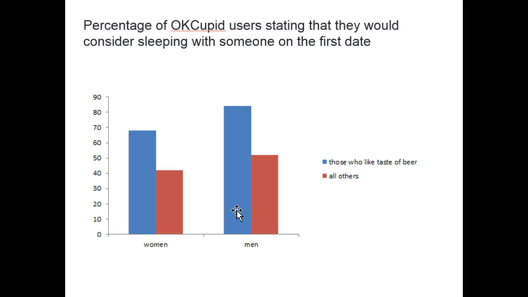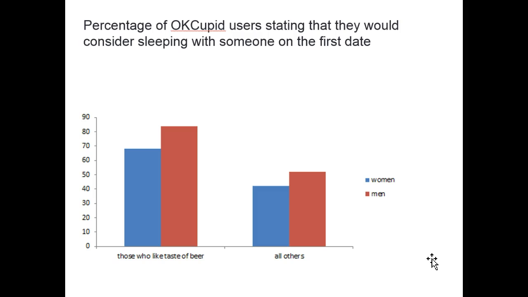I'm going to argue that that's not a particularly interesting story. It fits in with all of our cultural narratives about sexuality. What is more interesting story is to organize it by those who like the taste of beer versus everybody else. And now this tells a very interesting story because we see that this is true for both women and men who like the taste of beer, are more promiscuous, I guess.